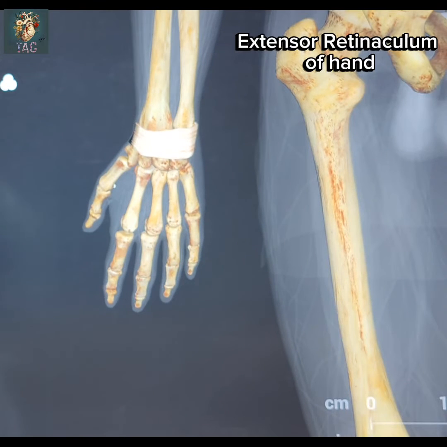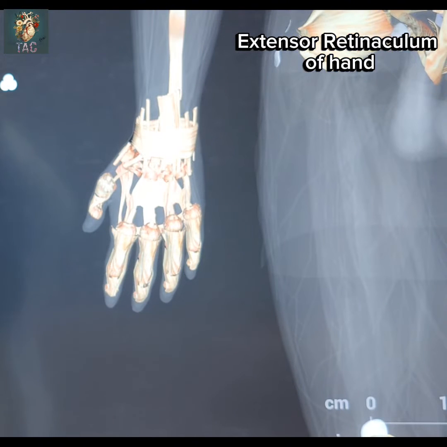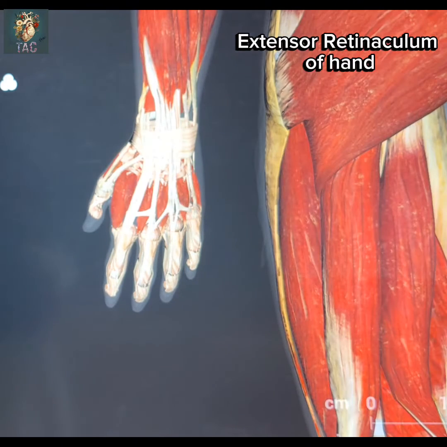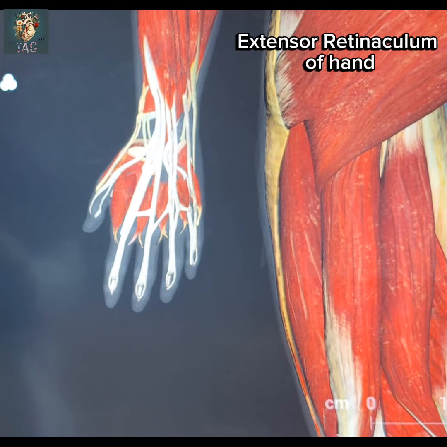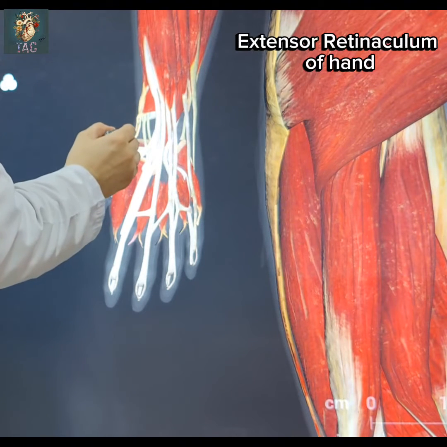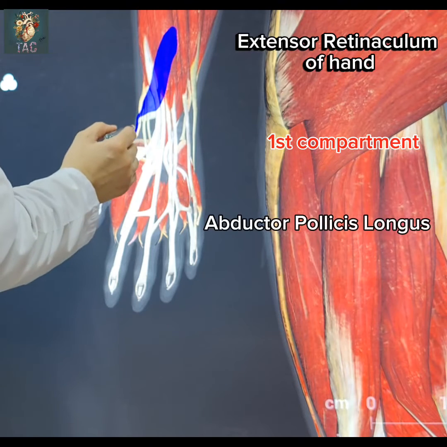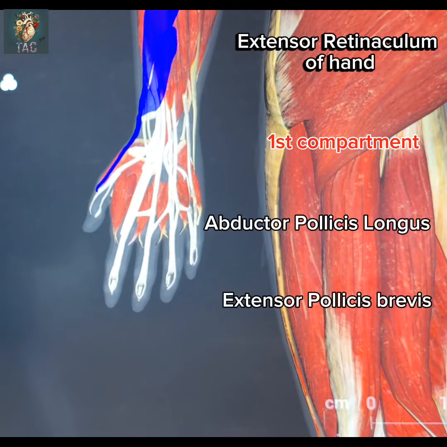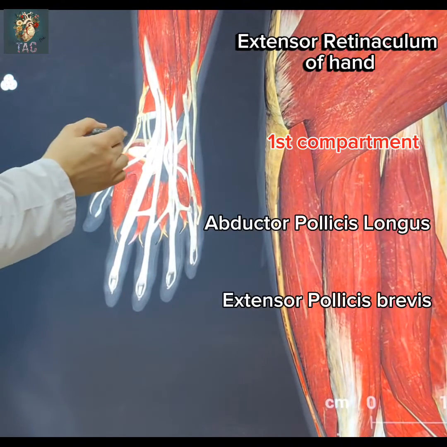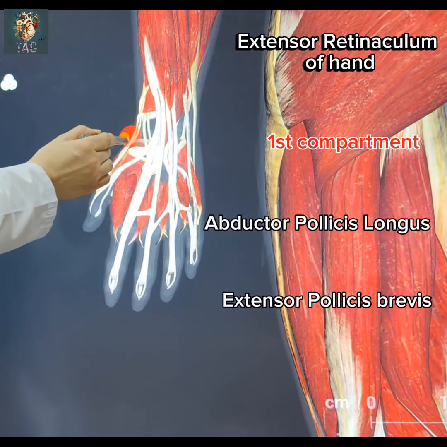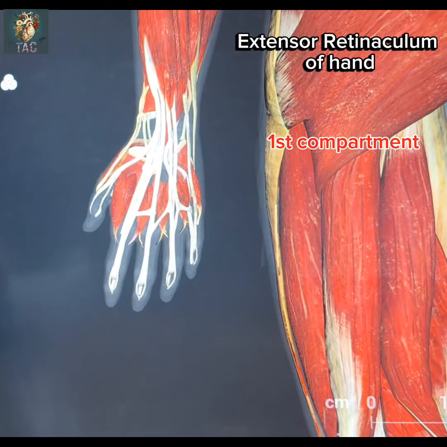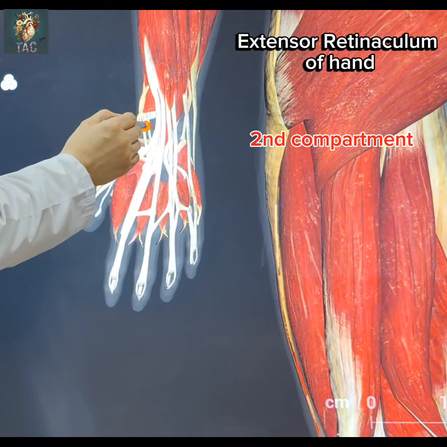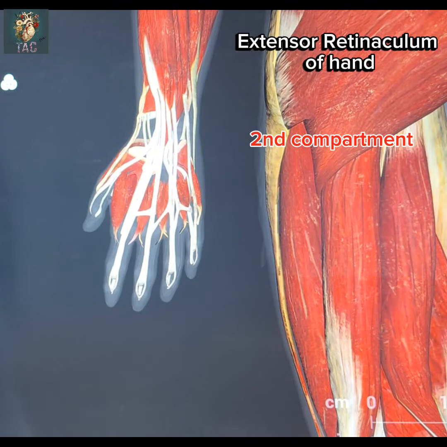Now I will show you the different compartments, the different muscles which are passing through it. The different muscles which are passing through it are arranged in the form of 6 compartments. Through the first compartment you can see 2 muscles are passing, and these 2 muscles are the abductor pollicis longus muscle and extensor pollicis brevis muscle. So these 2 muscles pass through the first compartment, the fascial tunnel, which is formed by the extensor retinaculum.